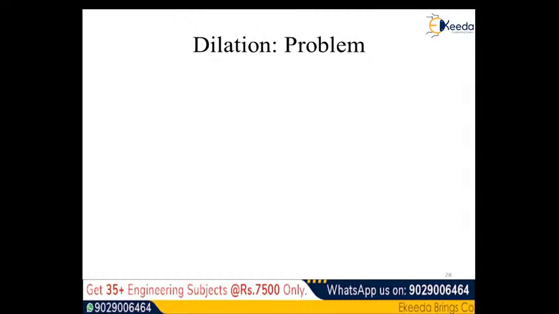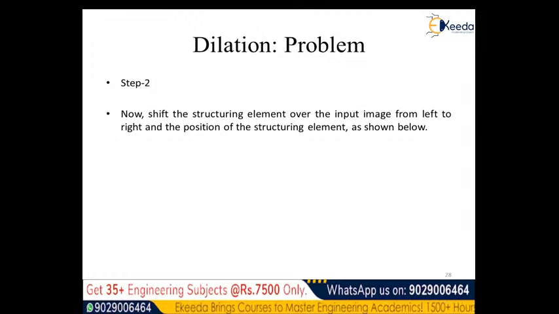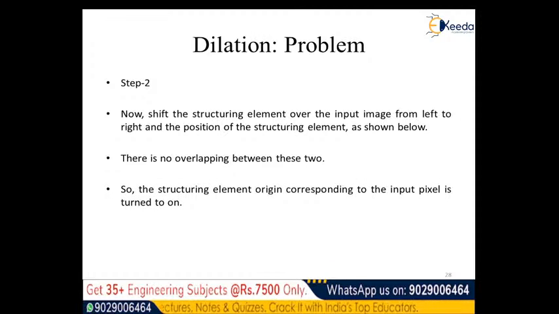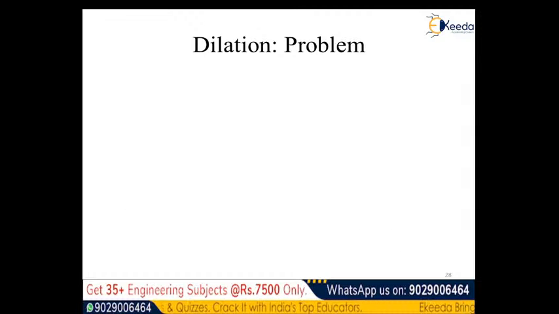Then we go for step 2. In step 2 we have to shift the structuring element over the input image from the left hand side to the right hand side, and go by the position of the structuring element as shifted. So there is no overlapping between the two for the second step here. So the structuring element origin corresponding to the input pixel will not be turned on. Therefore there is no change for the previous output image here. So here we see the visualization.